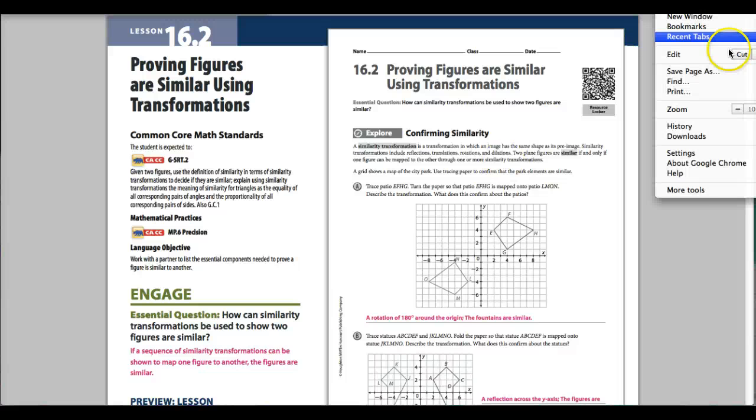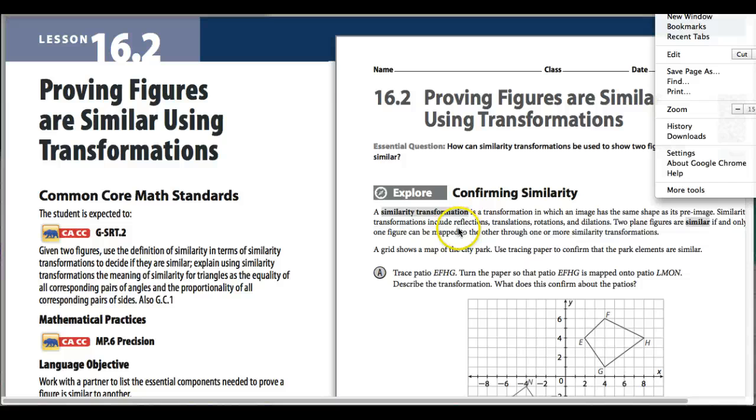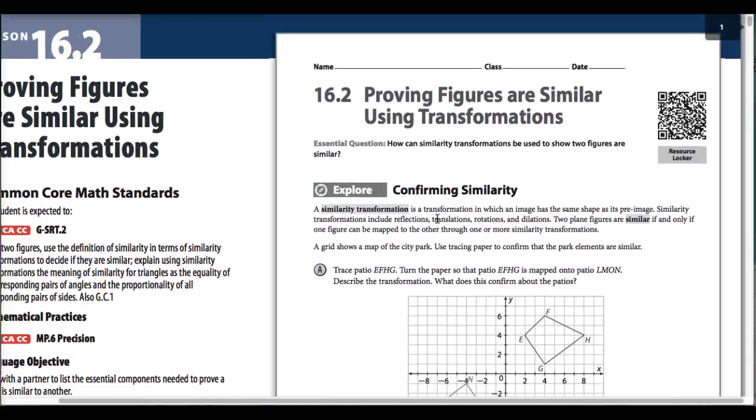Okay, yay. Chapter 16.2, I'm doing it a little bit differently. I'm using your printed version, and I'm showing you the teacher's version. There's a reason for that, but anyhow, we're proving figures are similar, and go ahead and copy down the essential question, you avid students. How can similarity transformations be used to show two figures are similar?